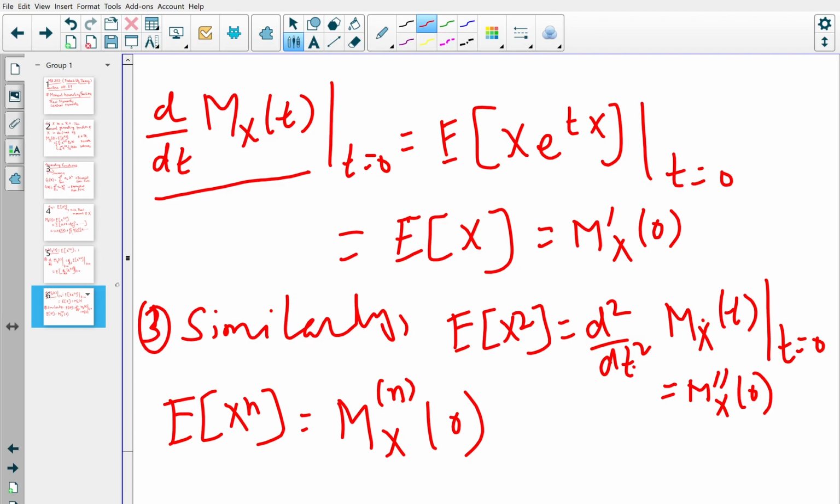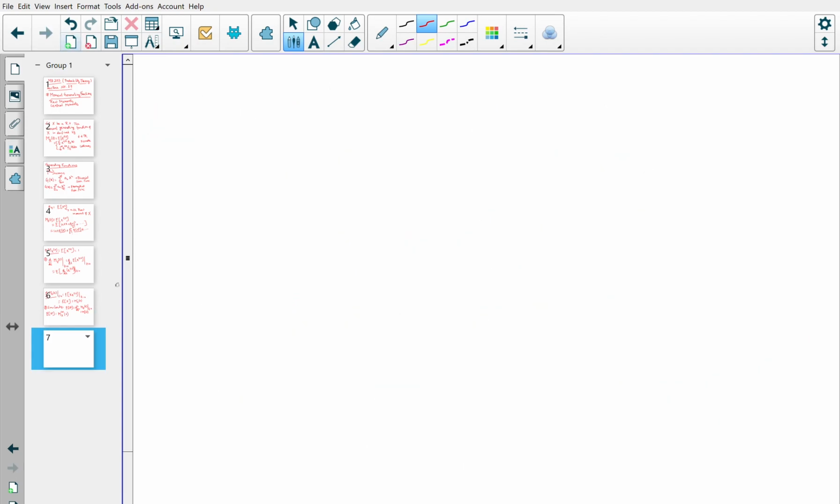So what does that mean? That means this function actually generates all the raw moments. So this is why we call it moment generating function. Okay, now let us discuss some examples. So start with examples.